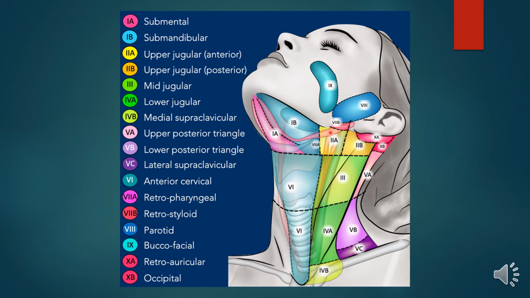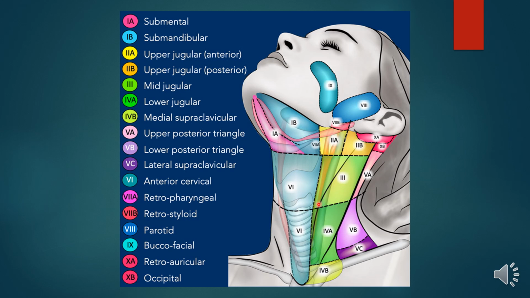Similarly, the level 2 lymph nodes, which are in the anterior triangle above the level of the hyoid bone, if anterior to the internal jugular vein, will be labeled as level 2A, and posterior to the internal jugular vein will be labeled as level 2B. So 1 is divided into 1A and 1B, and similarly 2 has been divided into 2A and 2B by the jugular vein. Below the level of the hyoid, in the anterior triangle, there is level 3. There is no division of level 3.